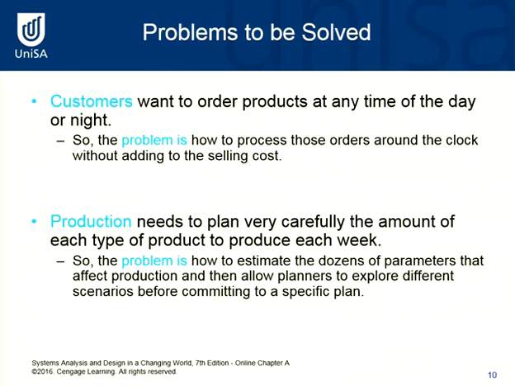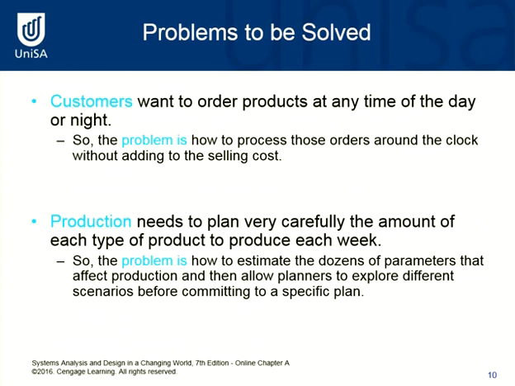As a customer, that seems fairly reasonable, right? We want to be able to do ordering day, night, 24/7, whatever. What's the actual business problem here? The problem is actually how to process those orders around the clock without adding to the selling cost.